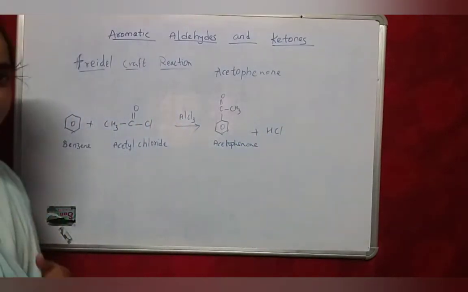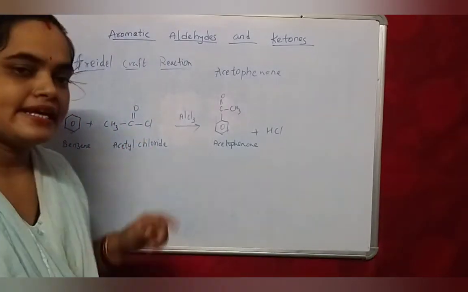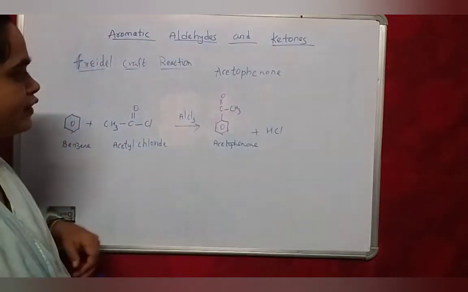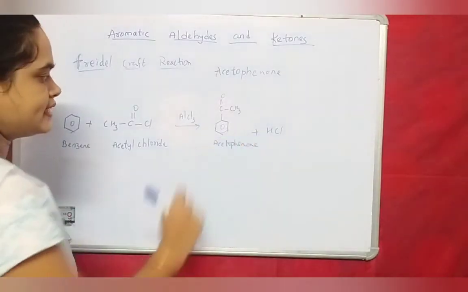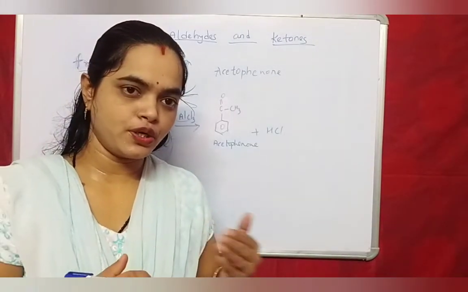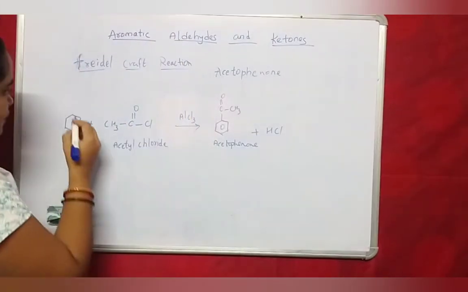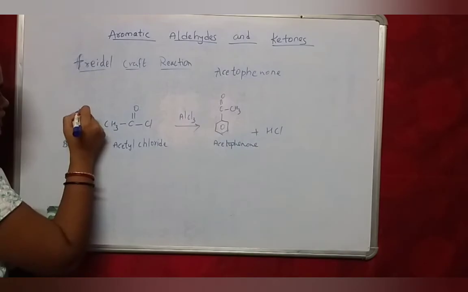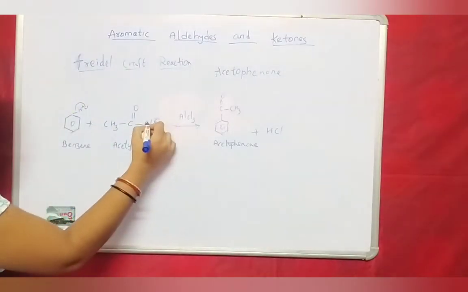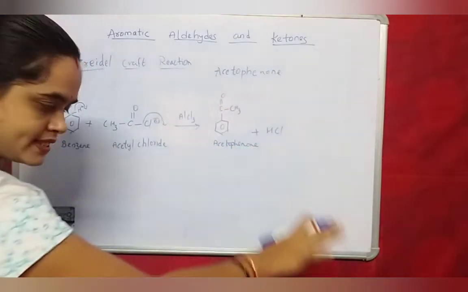See, when benzene or aromatic hydrocarbons are treated with acetyl chloride in presence of aluminum trichloride to form acetophenone, HCl is removed. Here also, as in Gattermann-Koch reaction, I have already told you the mechanism. Here also the same mechanism follows. See, from benzene, one hydrogen is removed as H plus. This hydrogen along with this Cl minus goes as HCl.